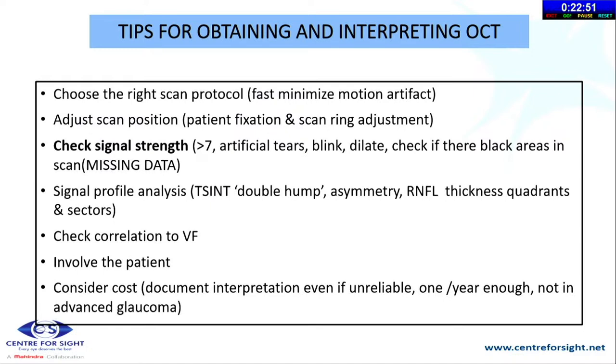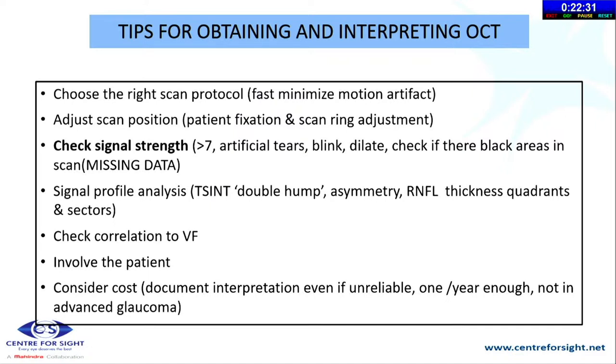Adjust the scan position. Suppose, for example, I take a particular point of light and shine it on somebody's face. I want that to be shone right in the center. So we have to choose the protocol where the centration of the scan is right on the optic disc. It should not be above or below. That's very important. Check the signal strength. Is it good or bad?